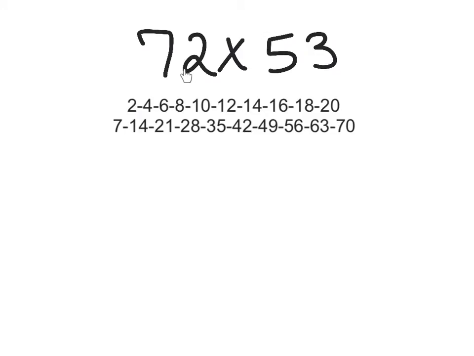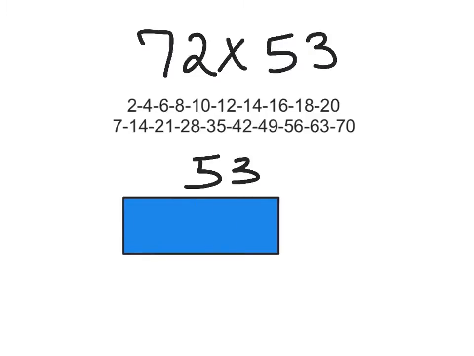Here it is, my friends. 72 times 53. And as you see, I like to take that first number and do my counting by the numbers for that number. My second number, I will just put right up on top of my area boxes. And then I will go ahead and create my area boxes. And there's one. And here we got our second one. And now we are ready to rock and roll.